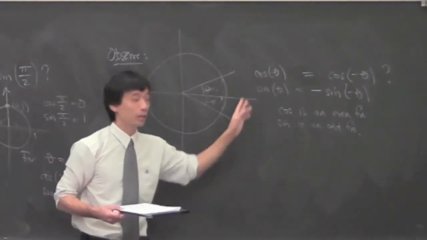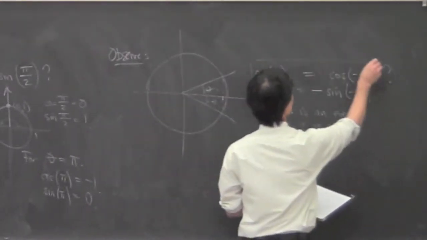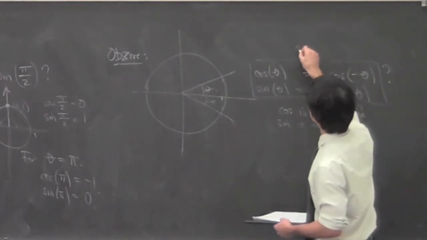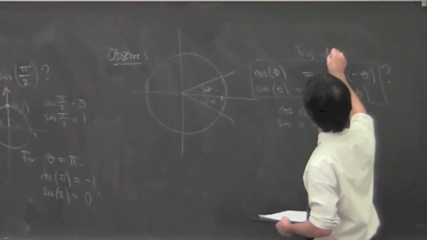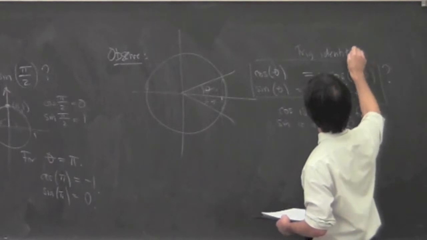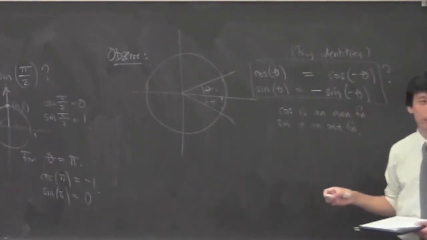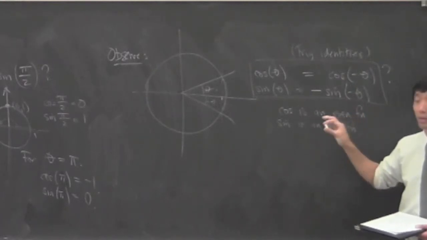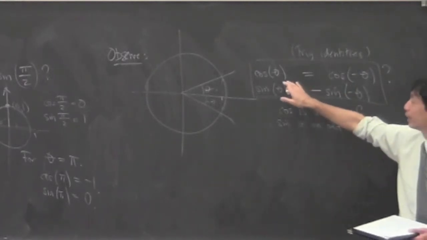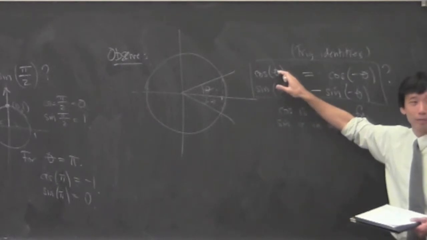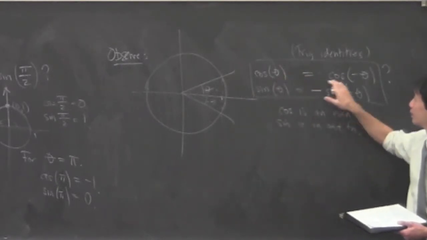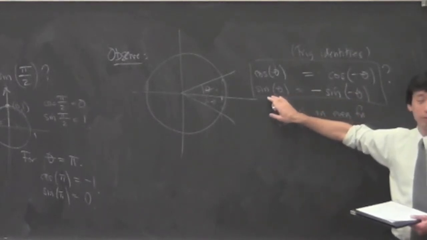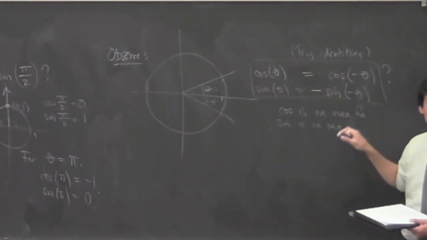Is that okay to people? Okay, so we get this pair of identities basically for free. These are elementary trig identities that you've probably seen before. Have you seen this before? No. So cosine of pi over 3 is the same thing as cosine of negative pi over 3. Sine of pi over 3 is negative sine of negative pi over 3.